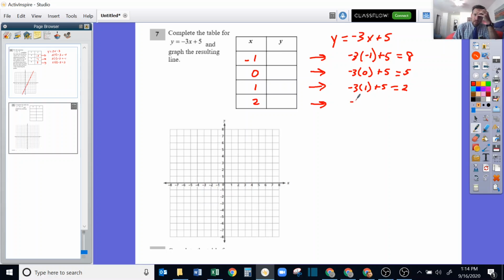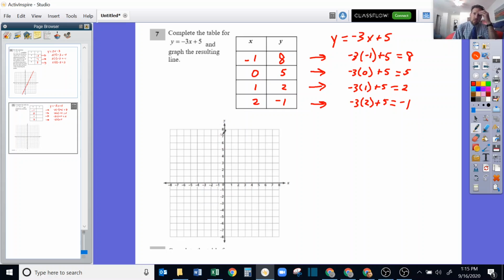And then finally, -3 times 2 plus 5. Well, that's -6 plus 5. I meant to put an equal sign there, not a parenthesis. This is -6, so this is going to be -1. So, -1, 2, 5, 8.